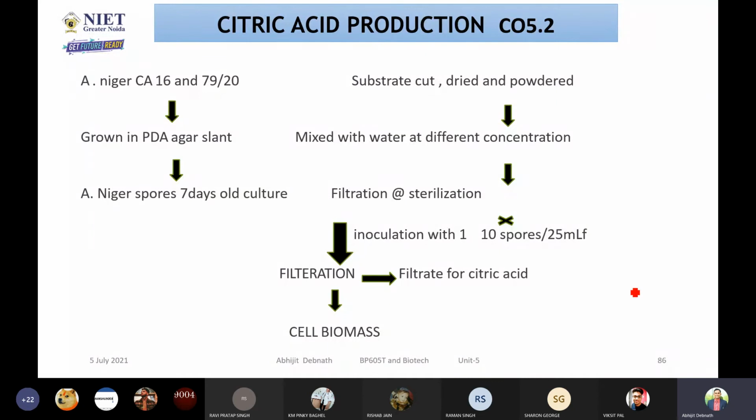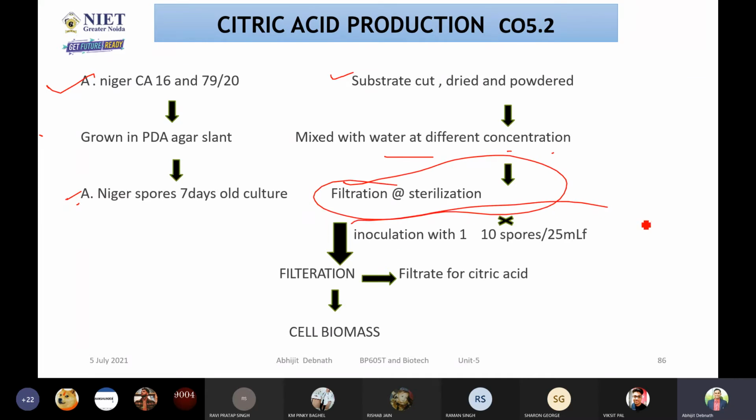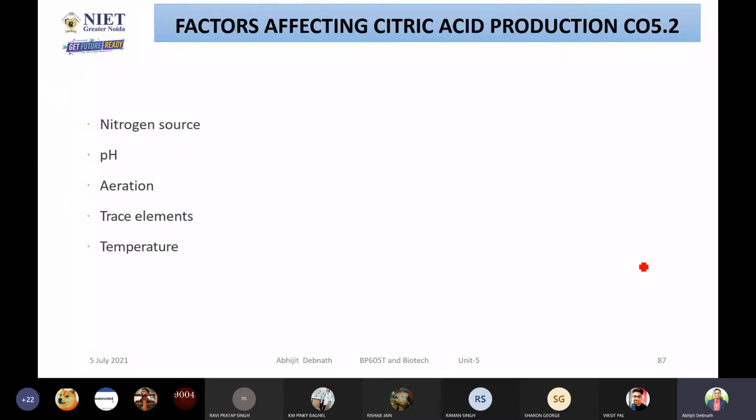So you can take the Aspergillus niger, and that should be grown, and you can take some substrate, and then you mix the water in different concentrations, where filtration and sterilization will happen, and then the inoculum. And then after that the production will start, and then filtration, and then the cell biomass will be removed, and here you are getting the citric acid. After that you can go for the purification. Okay, this is a simple process.